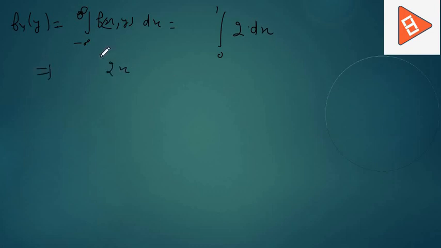Similarly, in the first part, we have to find out the marginal density function of y, that is equal to the integration from minus infinity to infinity of f of xy with respect to x, that is equal to 0 to 1, 2 dx, that is equal to 2, for 0 less than x less than 1.